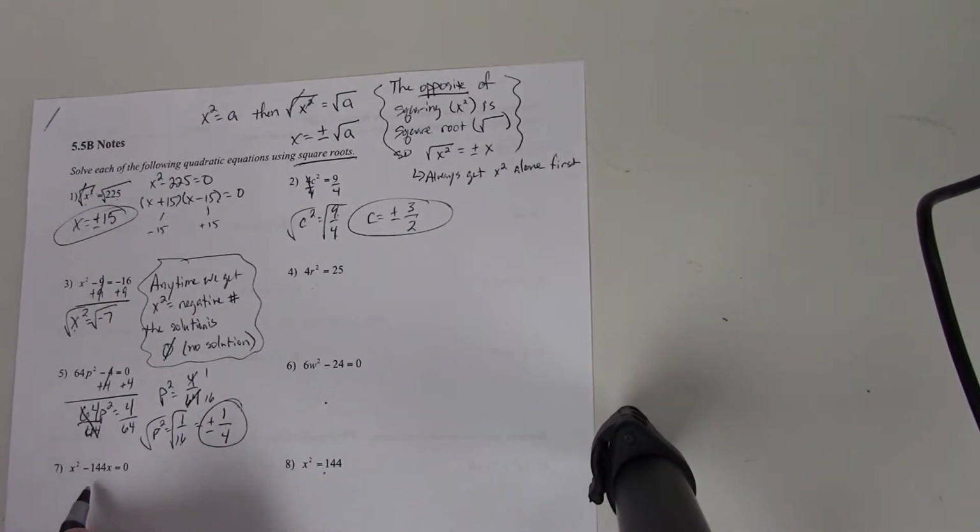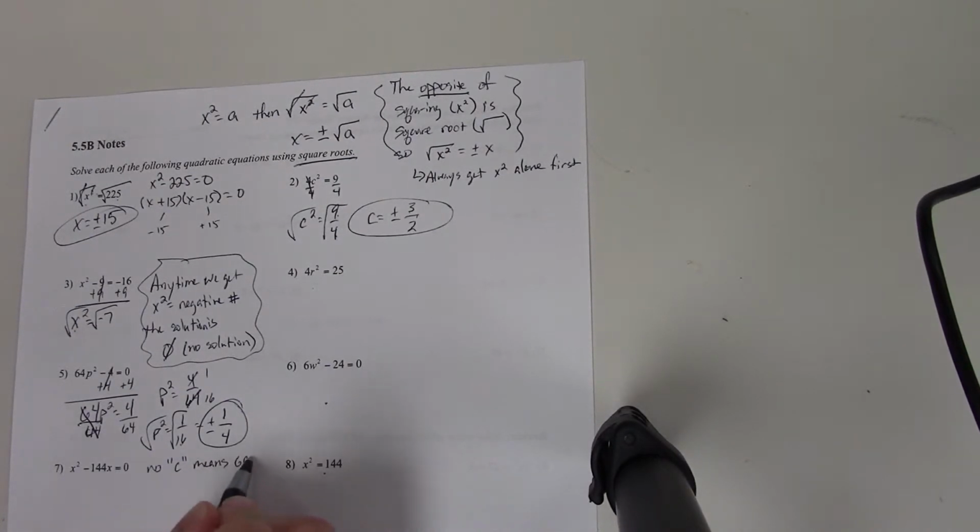Let's look at number 7 though. First things first, well, I don't have a C. If you remember from yesterday, no C means GCF. There's no C term here. I can't factor it. If I pull it to the other side, then what am I going to do? What I can do though is factor an X out of both of them. Divide an X out. GCF it.